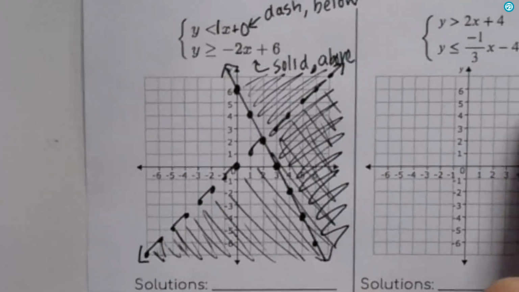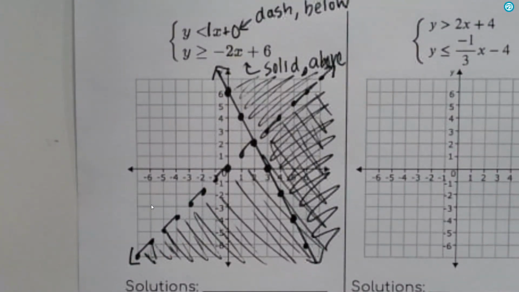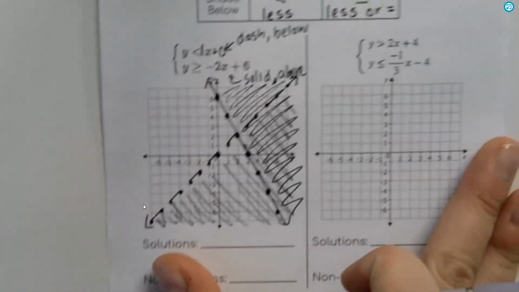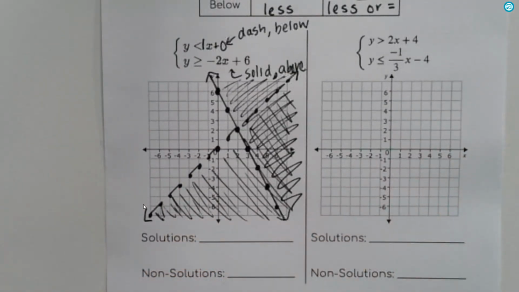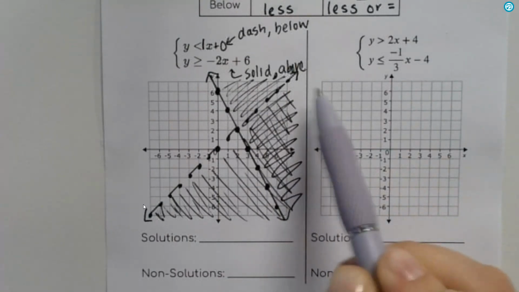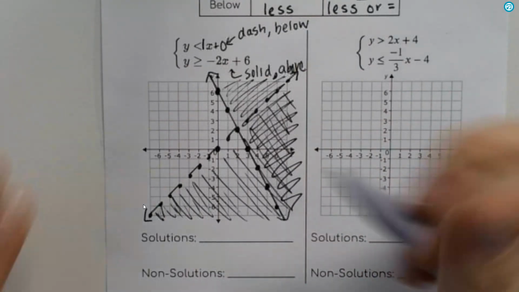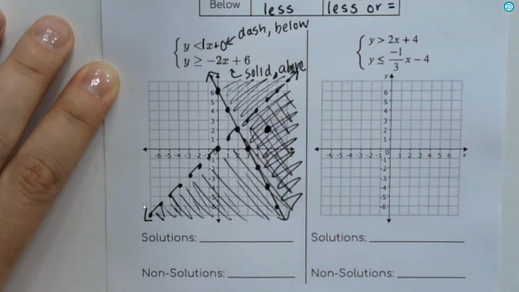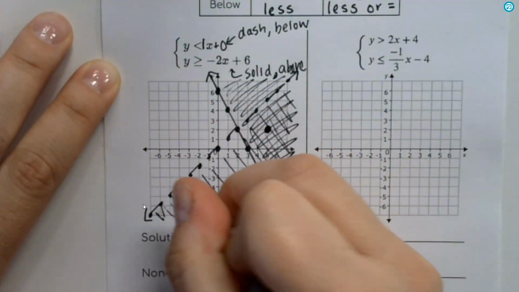So then we have an added thing on these ones, because we really want you to understand where your solutions are. So what we've added is some blanks. We are going to have you list out 3 solutions, so 3 points that are solutions and 3 points that are not solutions. Everyone should have different answers on these, because there's an infinite number of points in here that are solutions. So we can pick any point. So I'm going to go over 5 up to that point right there. That is a solution.